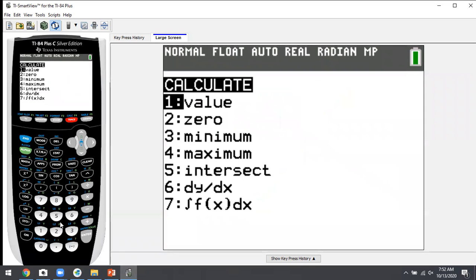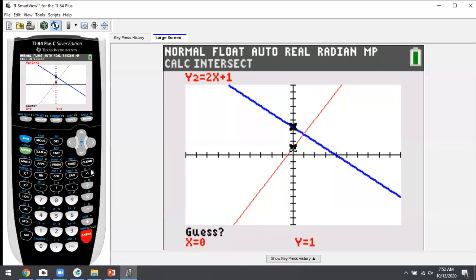And then real quick, to find where they intersect: second calc, intersect, go to about where they cross. And the answer is 1, 3. So jot that down. X equals 1, y equals 3. Consistent, independent. And that's pretty much all there is to it.